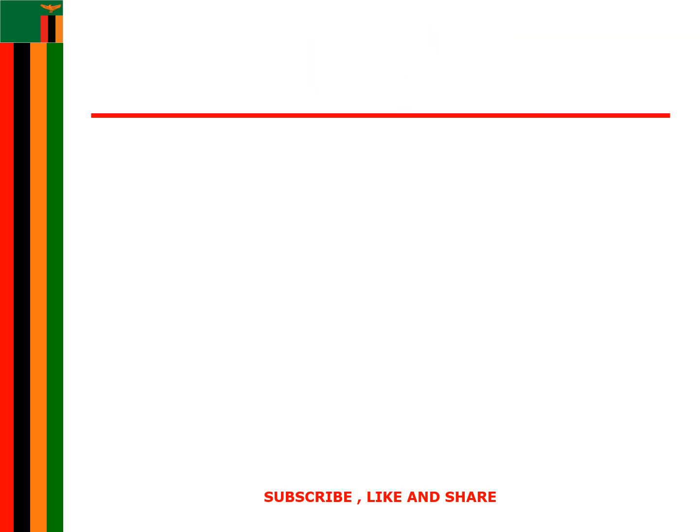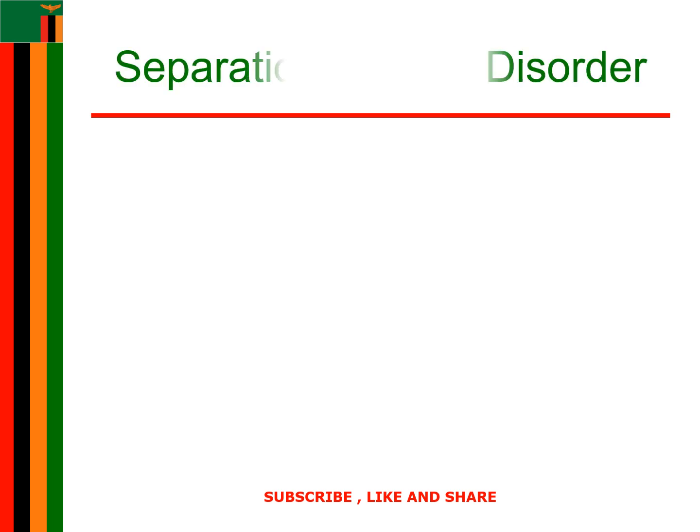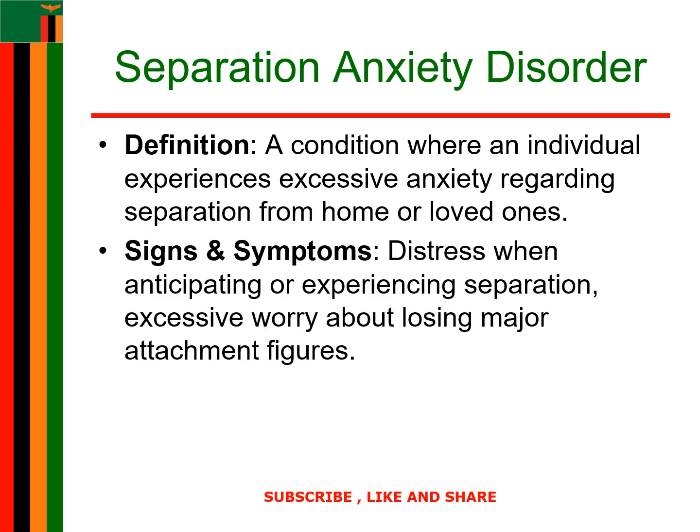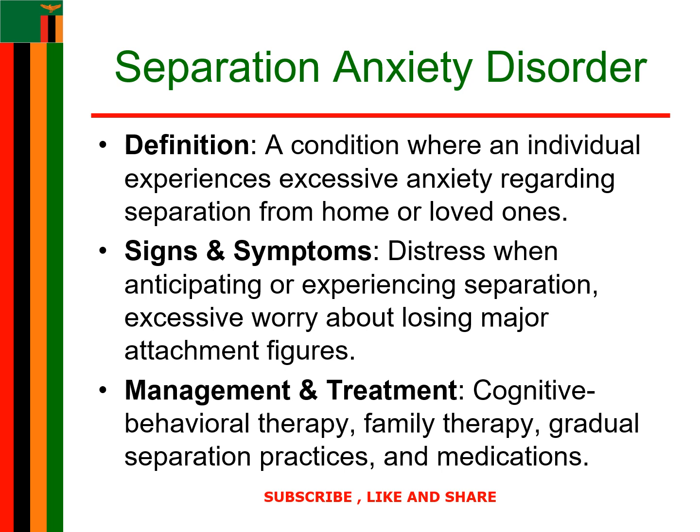The last type of anxiety disorder is separation anxiety disorder, SAD. So this is a condition where an individual experiences excessive anxiety regarding separation from home or loved ones. The signs and symptoms include distress when anticipating or experiencing separation, excessive worry about losing major attachment figures, and physical symptoms like headaches or stomach aches. The management and treatment includes cognitive behavioral therapy, family therapy, gradual separation practices, and sometimes medications like selective serotonin reuptake inhibitors.